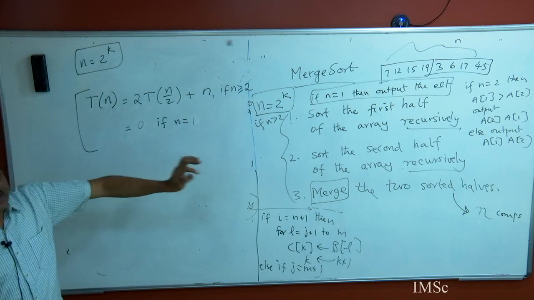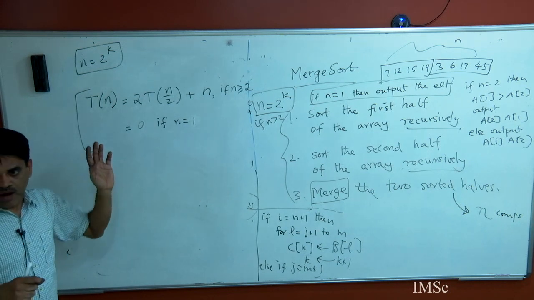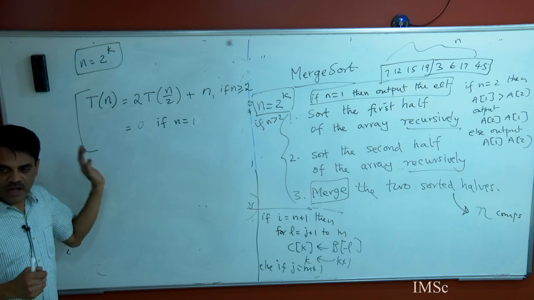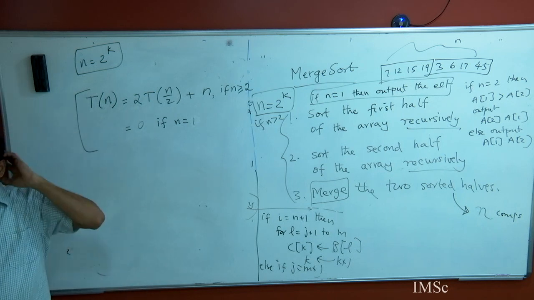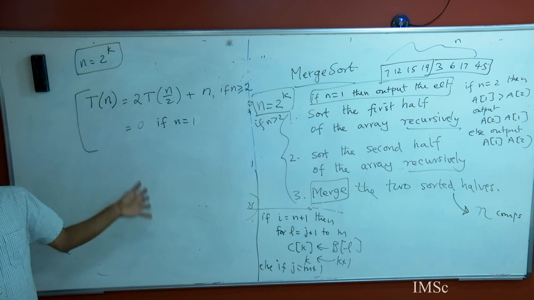Okay. So, recursive algorithms are analyzed using recurrence relations. So, this is called a recurrence relation. Now, we need to solve this. Okay.